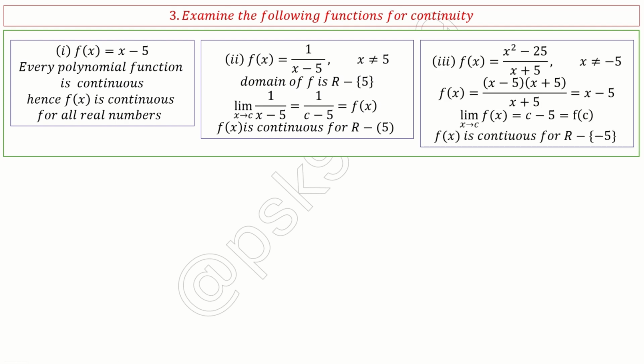Next. f of x equal to x square minus 25 by x plus 5, where x is not equal to minus 5. If x equal to minus 5, we are not sure, right? This function may not be defined. But if x is already given not equal to minus 5, this function is always continuous. And you can simplify it. f of x is nothing but x minus 5, because you can cancel x plus 5 and x plus 5. So this is a simple polynomial which is always continuous, and so this is continuous for the given domain, that is R minus 5.